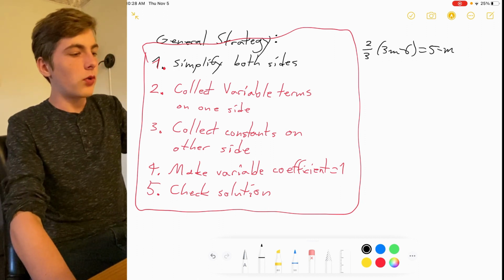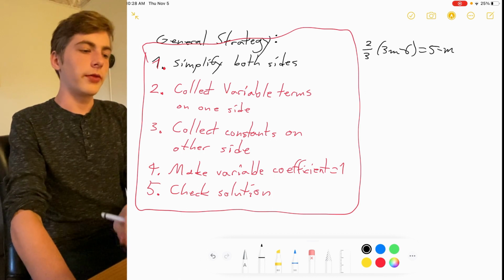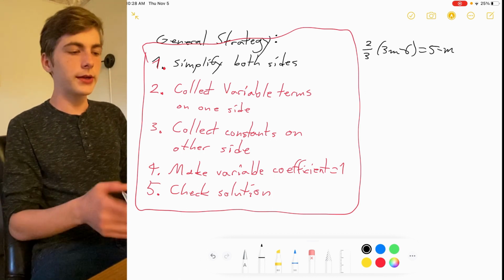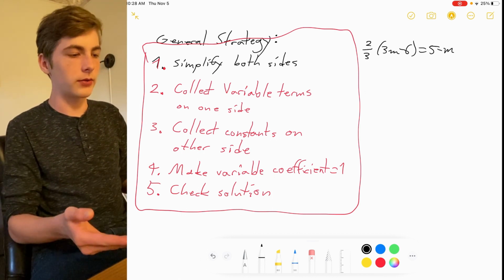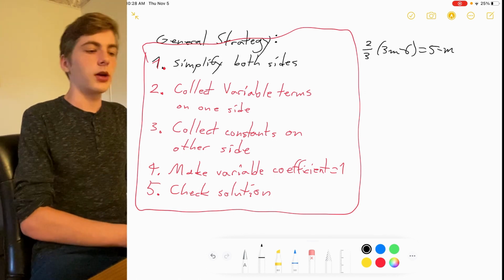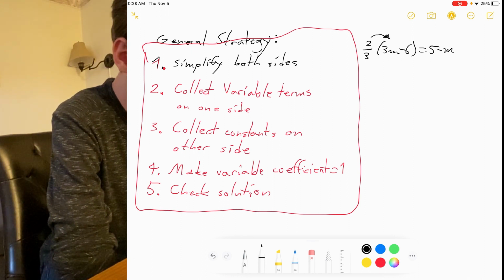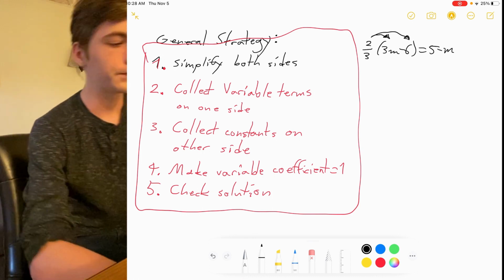Okay, so step 1, it says to simplify both sides of the equation. So the 5 minus m, the right side of the equation, is pretty much already simplified. We don't really have anything we can do with that. But the left side, we've got a bit we can do. We can take this and distribute that 2/3 to each of these terms, right?